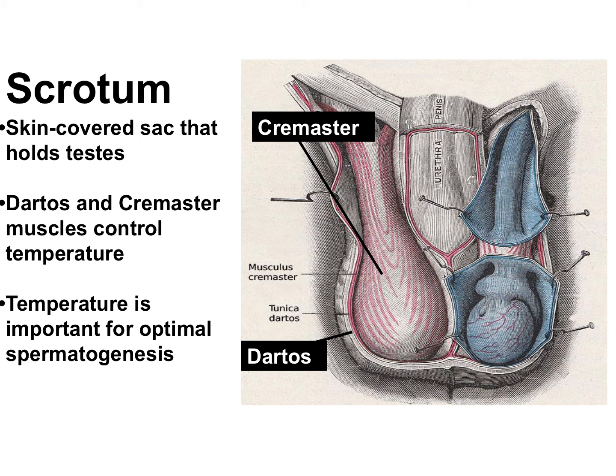Now, there's two muscles that help with this process, the dartos muscle and the cremaster muscle. The cremaster muscle is shown here in red, and it's on both sides, so there's both testes.